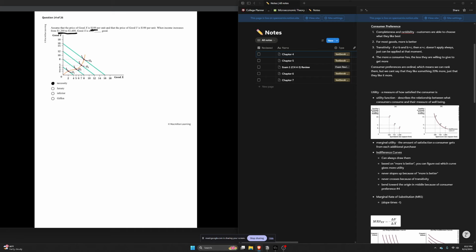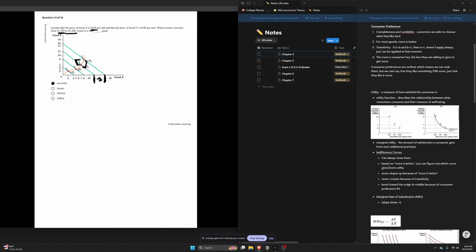We want to start when he has $1,200, so he can buy 12 things of good X because they're $100 each. So we know that this is the $1,200 mark to $1,600 mark. Same thing there. So it's that move right there, which is between these two things right here. Okay. We can see that that curve is very steep.